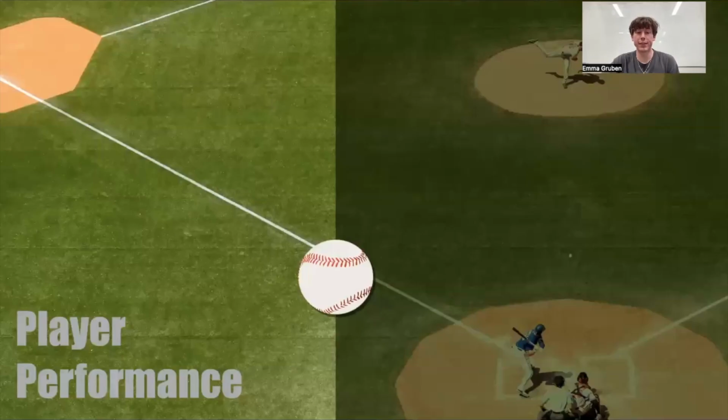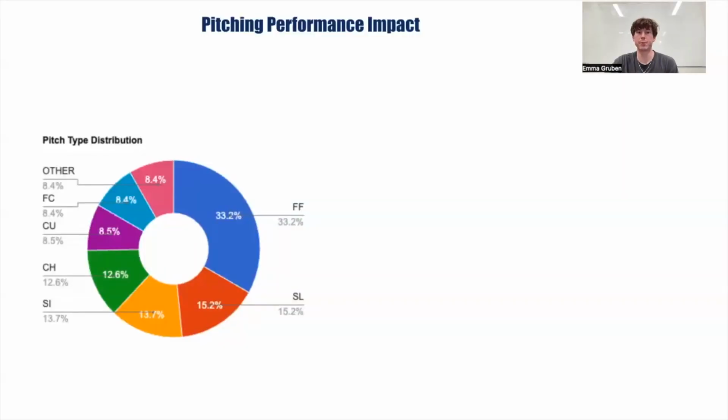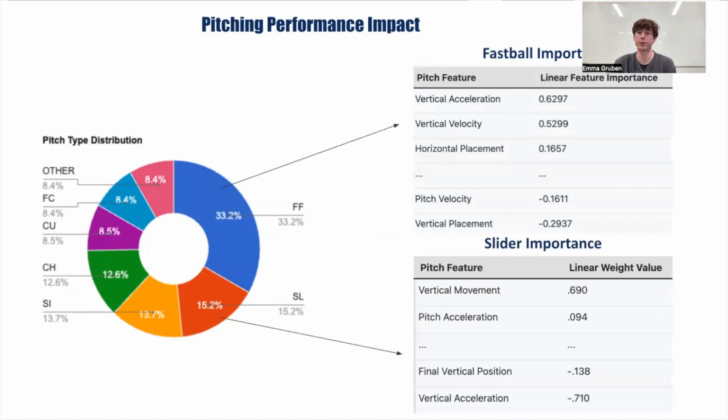The next thing that we did was take a look at player performance, specifically pitching based on travel. So the first thing we did was break down pitches by pitch type and then create linear models to predict whether or not they would be a swing and a miss. So each of the pitch types has different feature importances. For the fastball importance, we can see that vertical acceleration is the most important, where vertical placement has a large negative effect. And next is slider importance. Vertical movement has a very high linear weight, and vertical acceleration has a very low one.